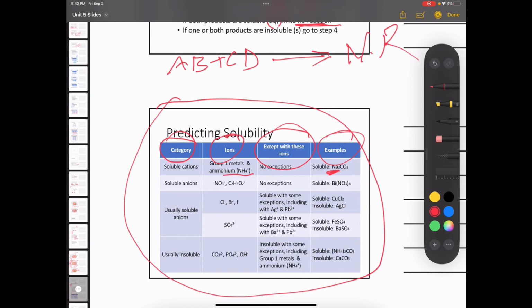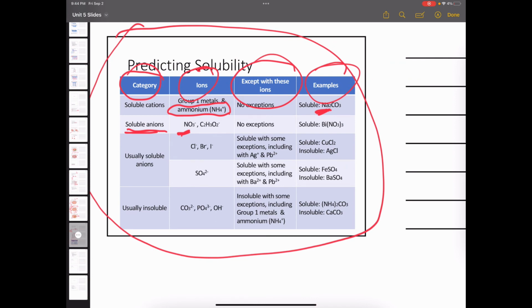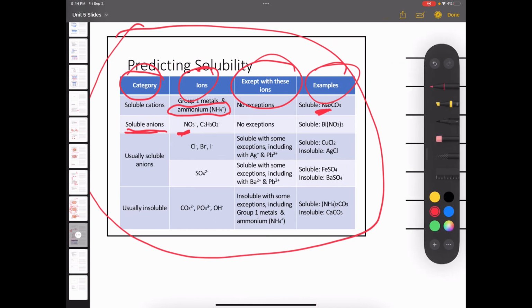In addition to group 1, you have the ammonium polyatomic ion. So you have to keep that in mind as well. When it comes to soluble anions, you have the nitrate, and also you have the acetate. The acetate and the nitrate always form soluble salts all the time. For example, bismuth nitrate always forms soluble salts without any exception. So every time you see the acetate or the nitrate in a salt, then you know it is a soluble salt.